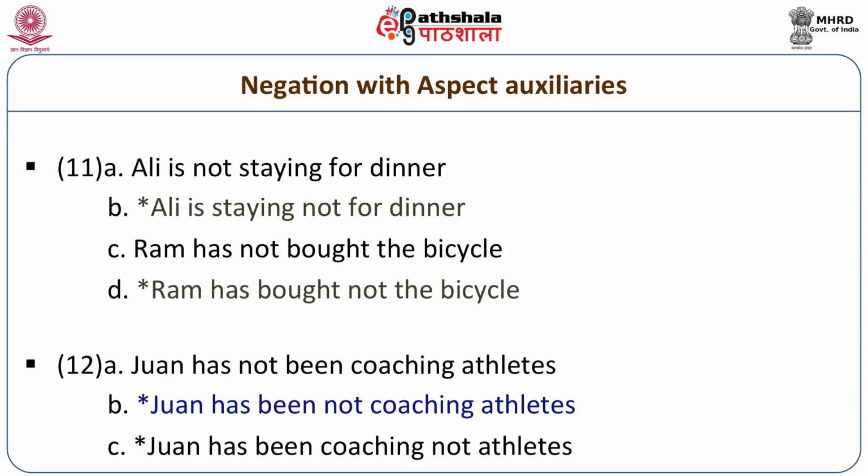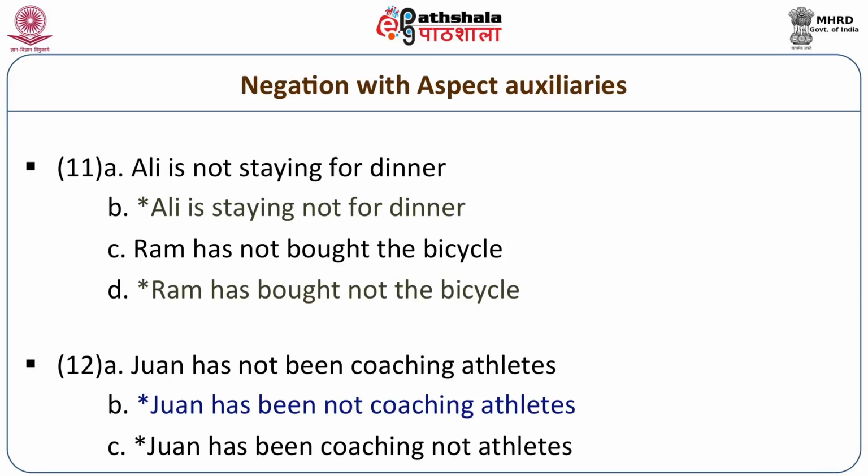Slightly more intricate are the facts of 12, where 12a is all right, Juan has not been coaching athletes. But the ill-formed sentences 12b, Juan has been not coaching athletes, and 12c, Juan has been coaching not athletes, place the negation, in the case of B, after the auxiliary been but before the verb coaching, and in example C after the verb coaching.